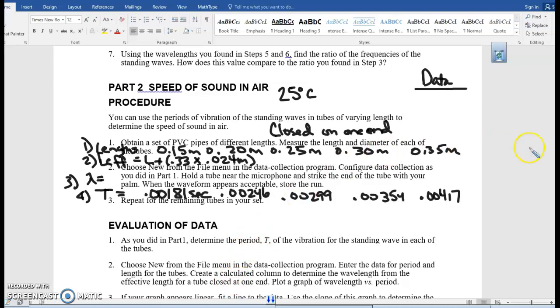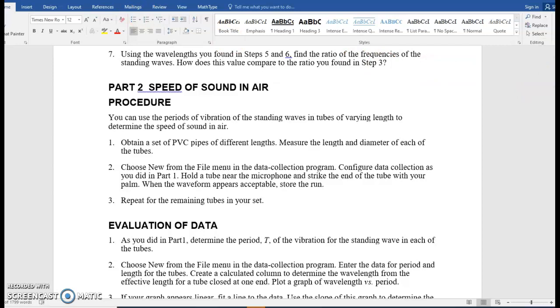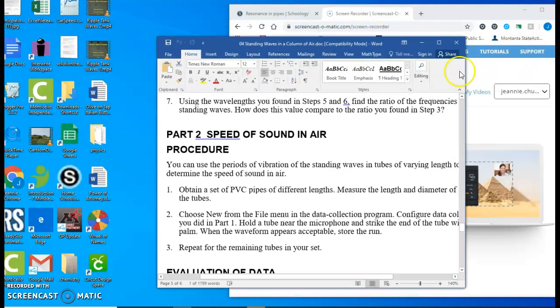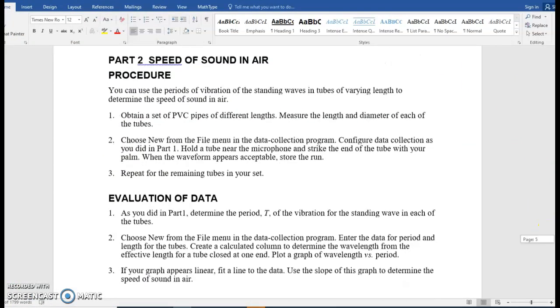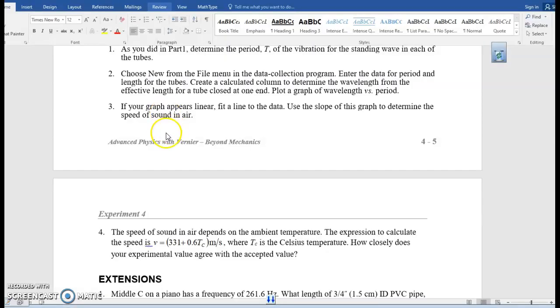All right. Now, the next thing you're going to want to do after you get that data table set up is to make a graph. And you're going to want to make a graph of wavelength versus period. So you're going to put the wavelength on the Y, okay, and you're going to put the period on the X. You're going to do a linear regression. And you're going to have an equation where the slope is the speed of sound at that temperature.